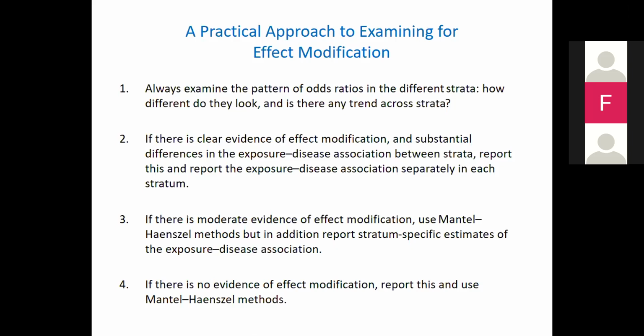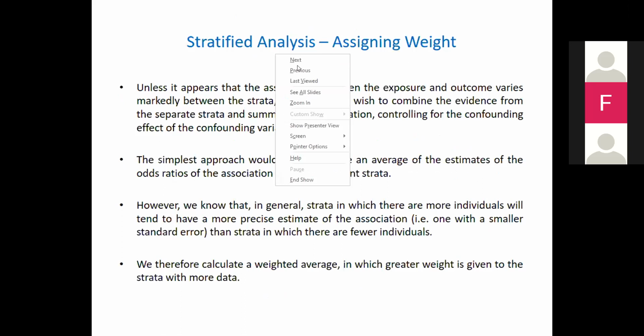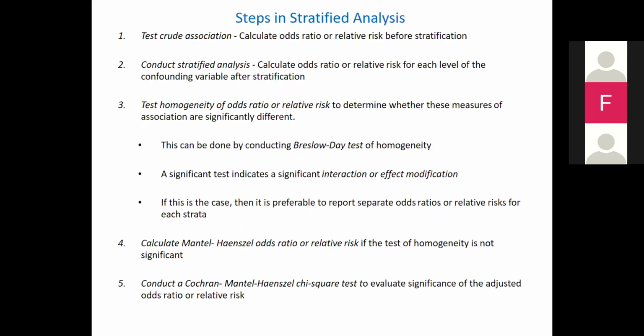If there is no evidence of effect modification, report this and use the Mantel-Haenszel method. This Mantel-Haenszel method, let me just summarize the five steps I have here. I don't want to talk much until we run it, so that when you see it happening, we can discuss further. Look at these five steps in doing stratified analysis. In stratified analysis, you are looking for two things: effect modification and confounder.